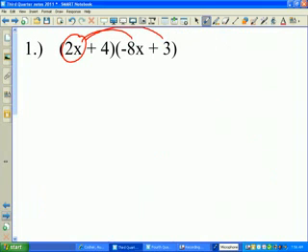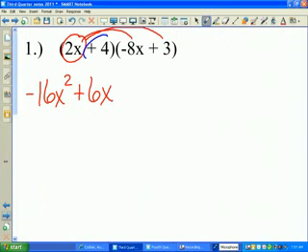So I have my 2x, and I'm distributing to everything inside the second parenthesis. So I have 2x times a -8x, which gives me a -16x squared. Then 2x times a +3 will give me a +6x. Sometimes I have to emphasize that you're multiplying, not adding.